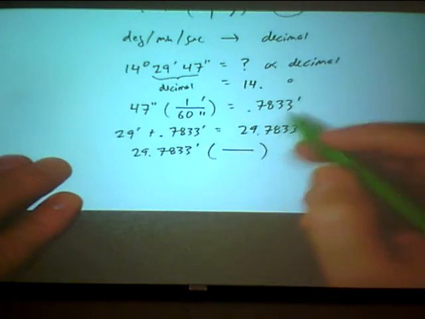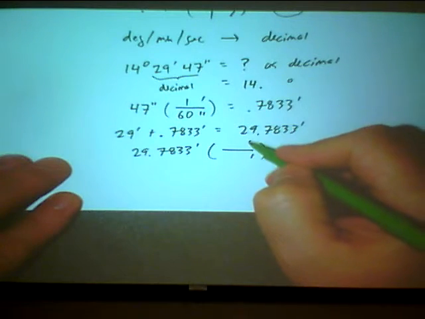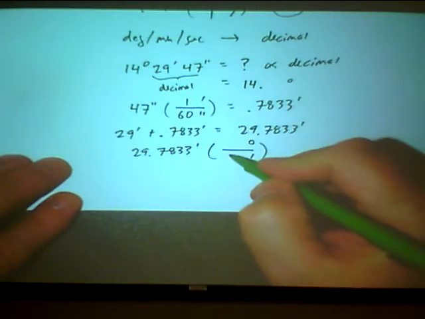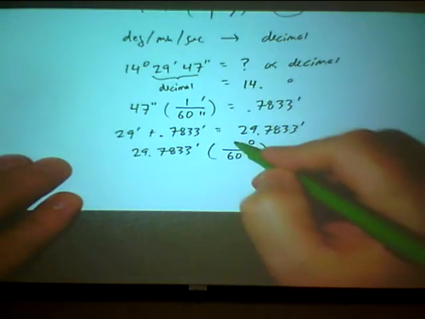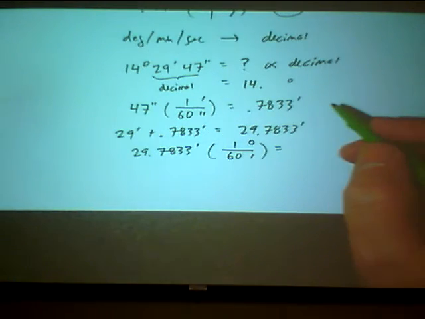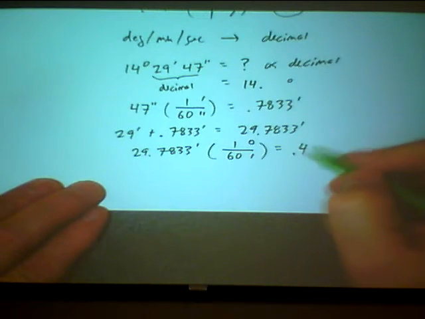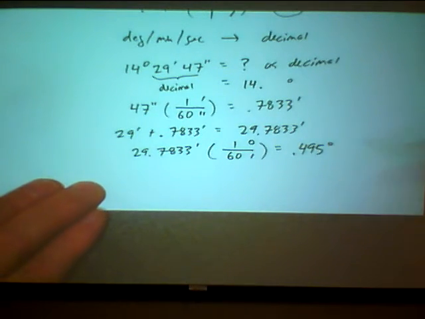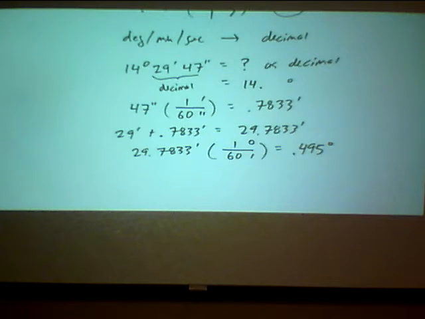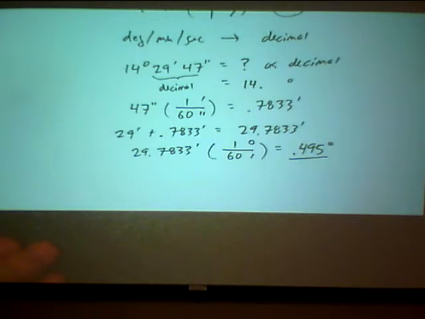I start with minutes. So minutes go on the bottom. I'm trying to get to degrees, so degrees go on the top. And I know that there are 60 minutes in 1 degree. So when I do the math here, this ends up equaling 0.495 degrees. So now, this is actually the decimal part of the number.